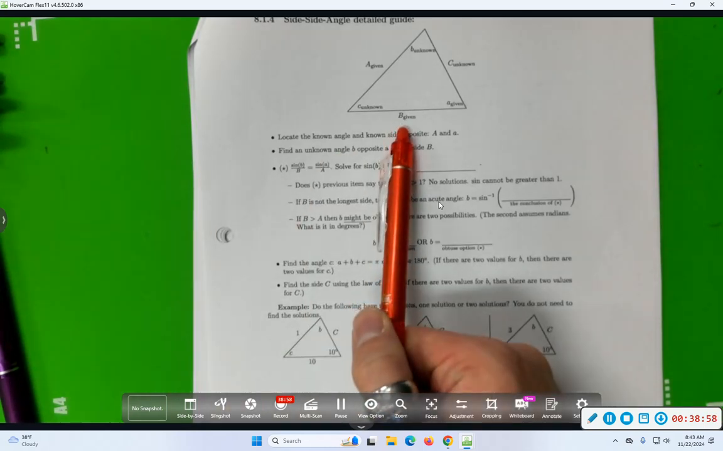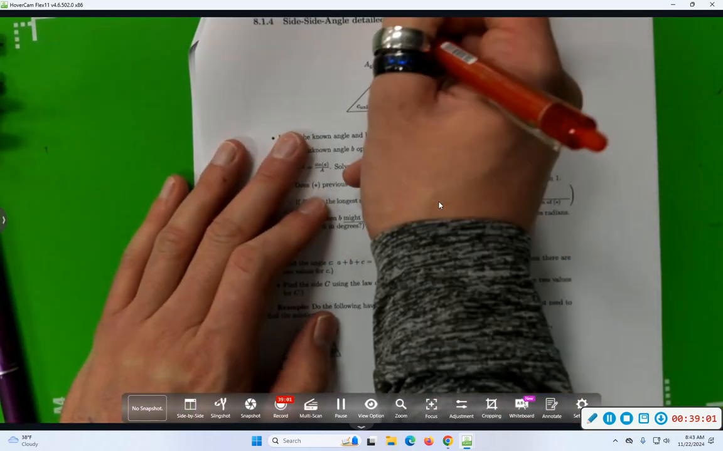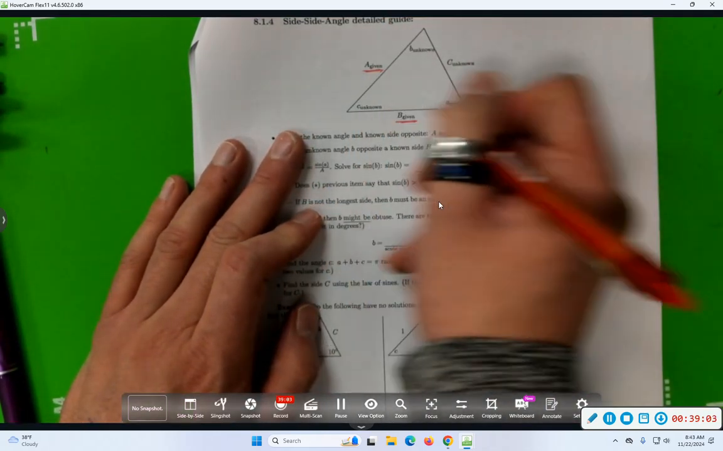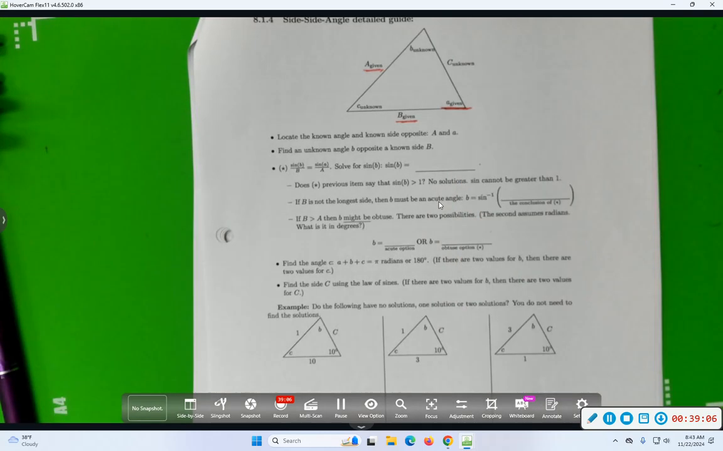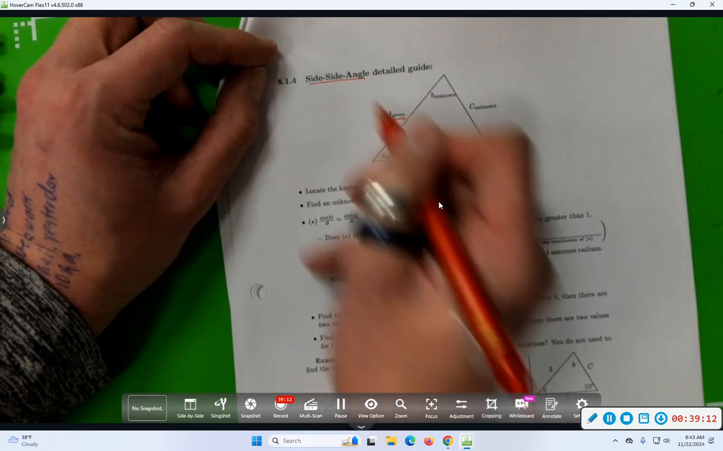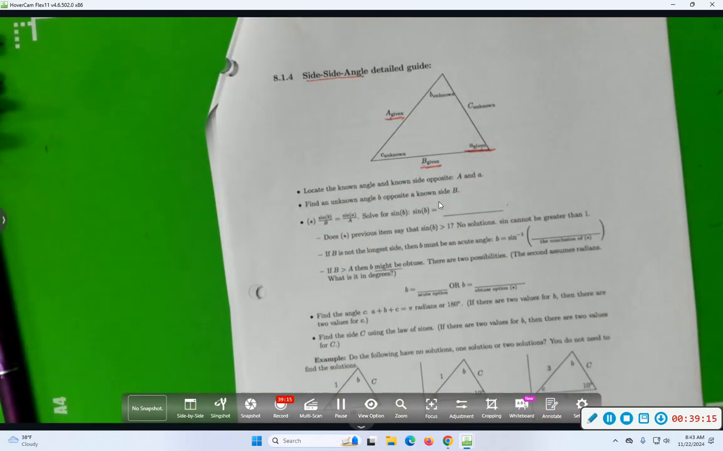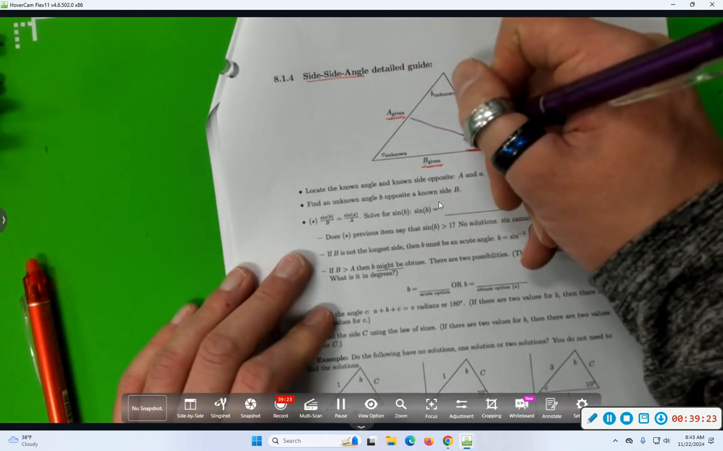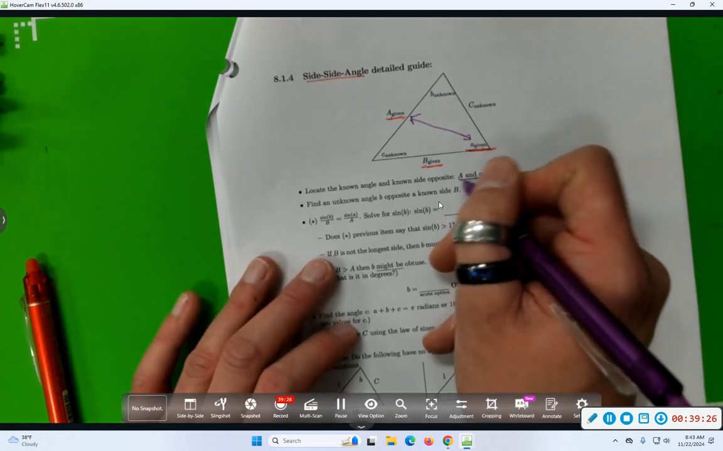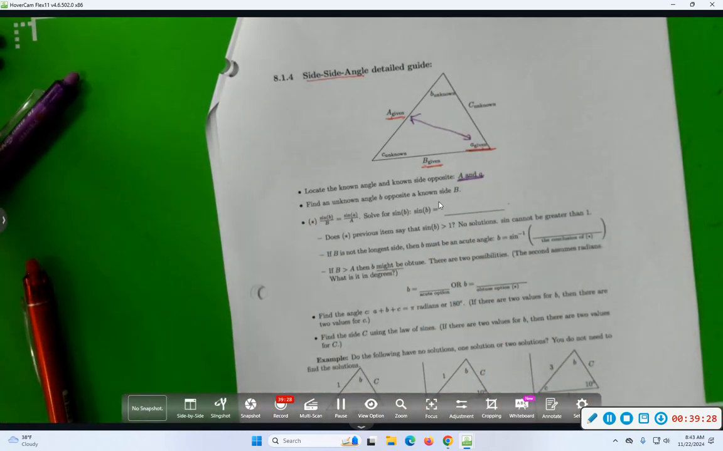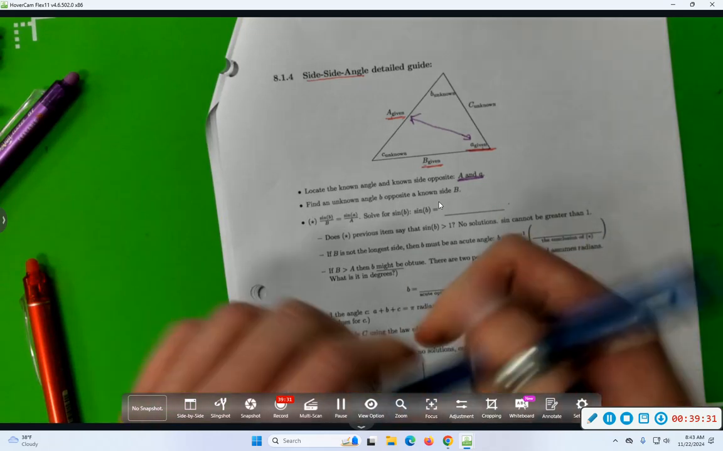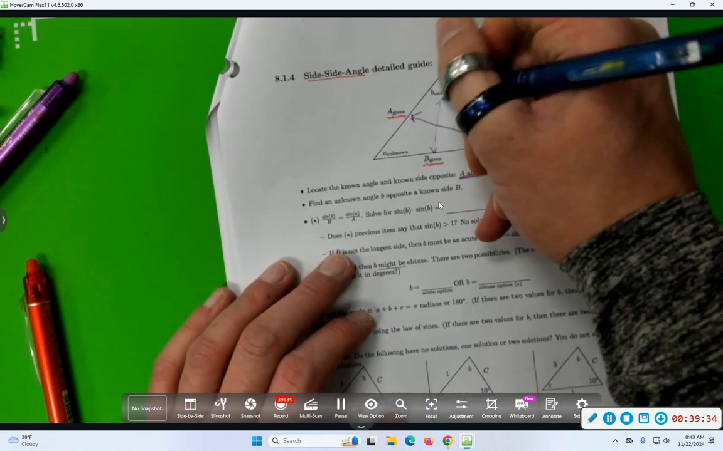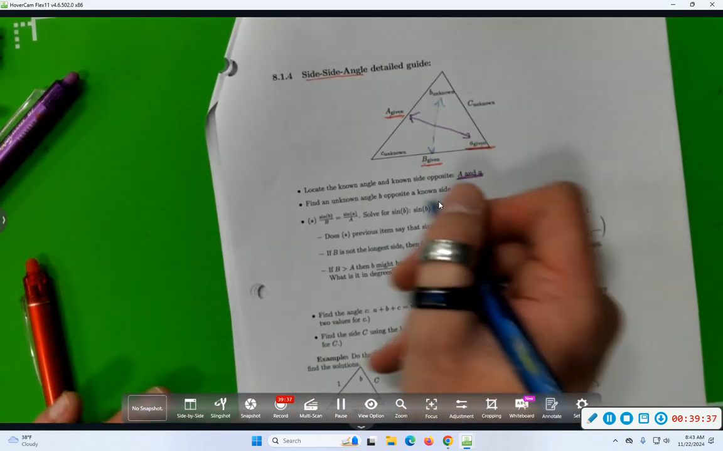If you have a triangle that you want to solve, and you are given two sides and then an angle not between them, thus the side-side-angle, start by locating the known side length and angle opposite. In that case, that's those two. Next, locate the angle opposite a known side.